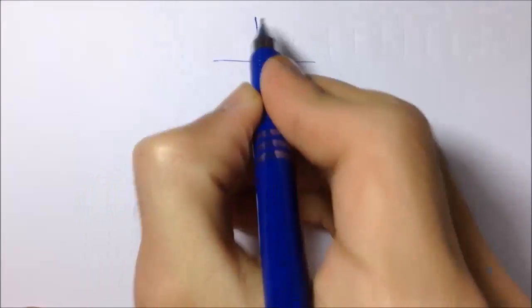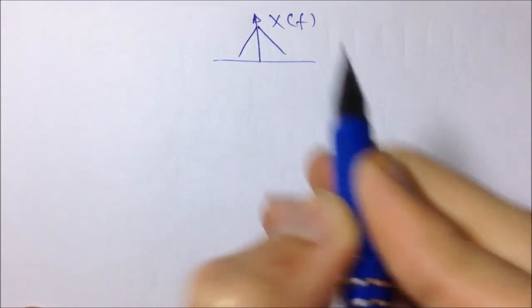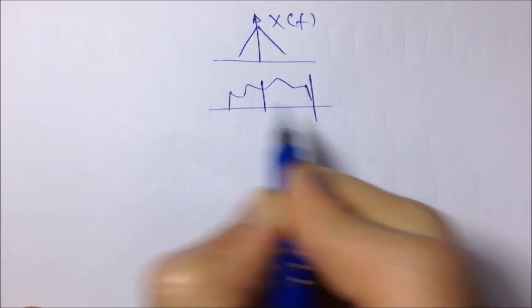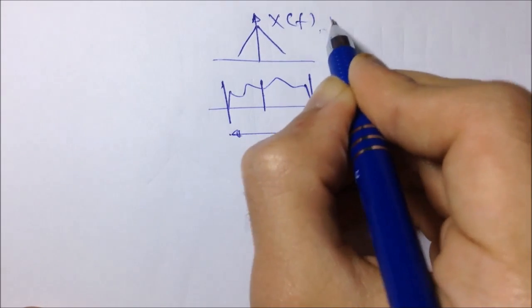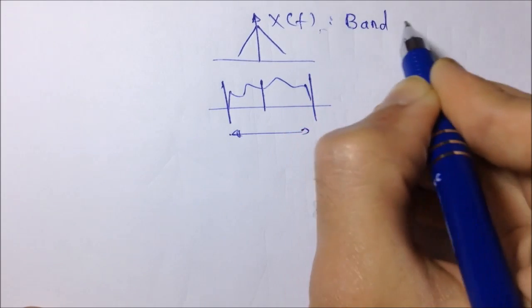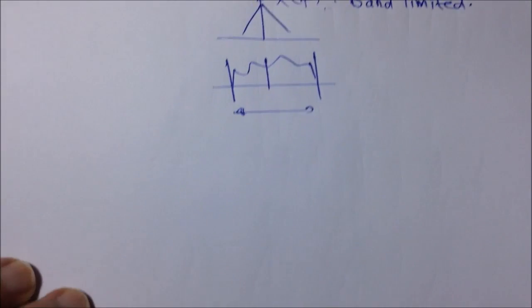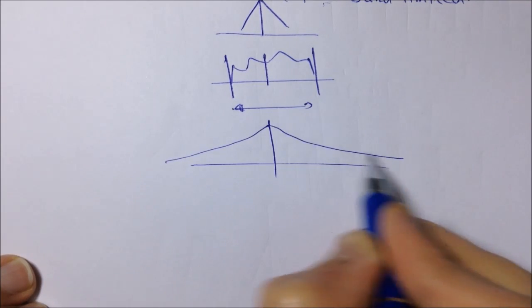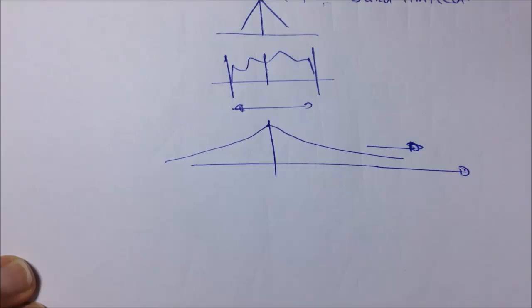Now, it's also obvious why we have assumed that X of f looks something like this, or any other pattern, but limited between two frequencies. That is, X of f is called a band-limited signal, because it has to be band-limited. If it's not, let's just assume that X of f is something like this. Okay, this goes to infinity without degrading sufficiently.